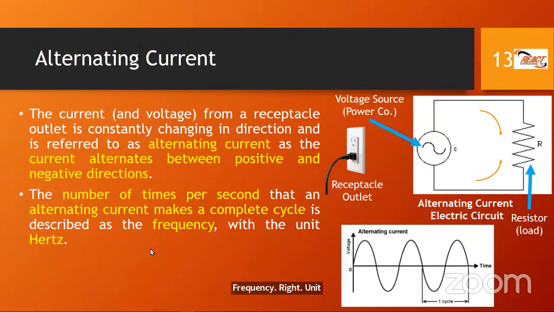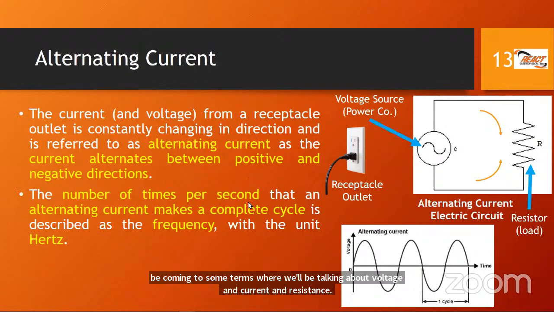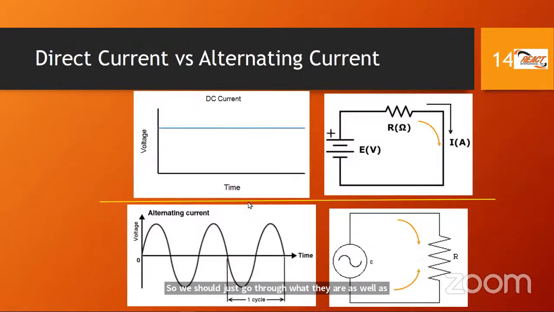So all of these things are on your screen. We're just recapping some of these things. All of these were detailed, and we spent quite a bit of time on them in the technician class, but this is just bridging between the technician and the general, because we'll be coming to some terms where we'll be talking about voltage and current and resistance. So we should just go through what they are, as well as direct current and alternating current. So it's good to compare and contrast the difference between direct current and alternating current.